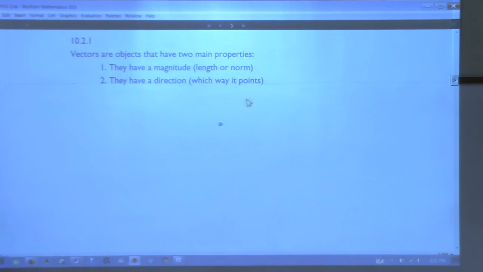So they are any object that has two properties, a length and a direction. Okay, so that's the way we're going to define a vector. Any object that has some sort of length and direction. I'm not going to get abstract on you. I think we all have a visual idea of what a vector is.